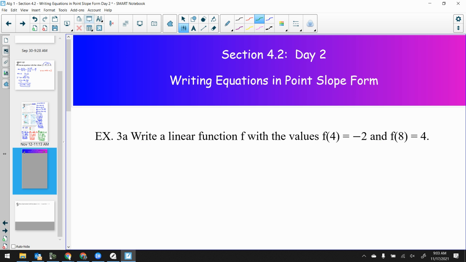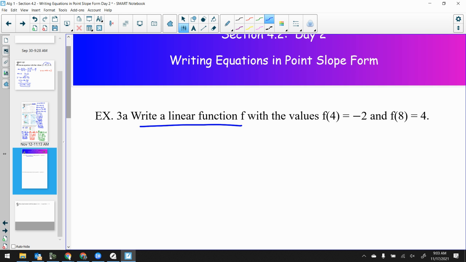Is the process still the same? Yes, exactly the same. The process is not changing. The presentation is changing. So let's take a look here. It says write a linear function f. Okay, that's going to come into play in a second. Write a linear function f with this stuff.